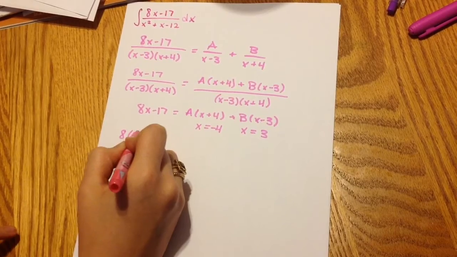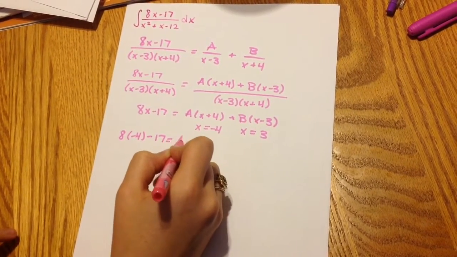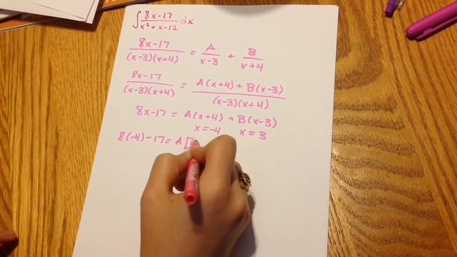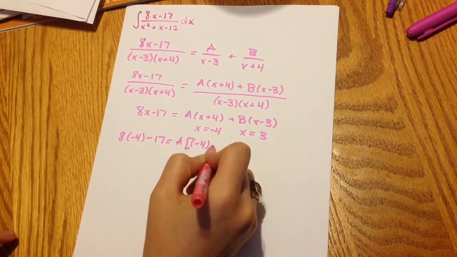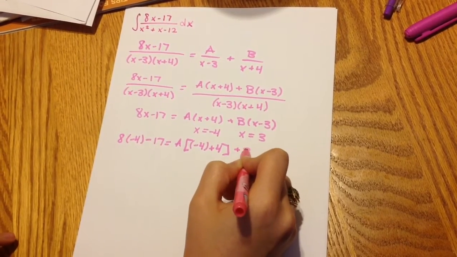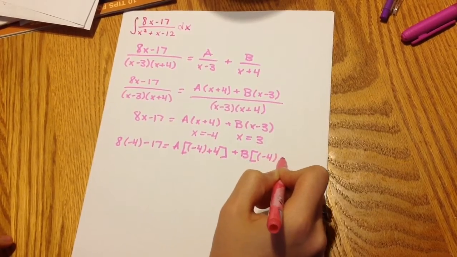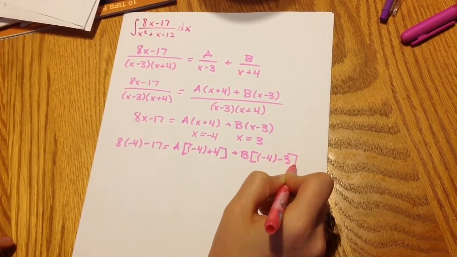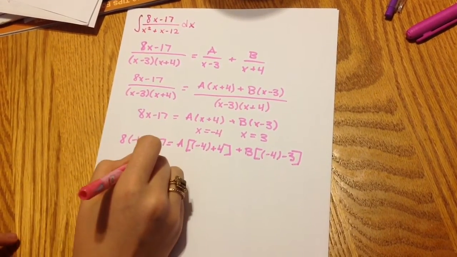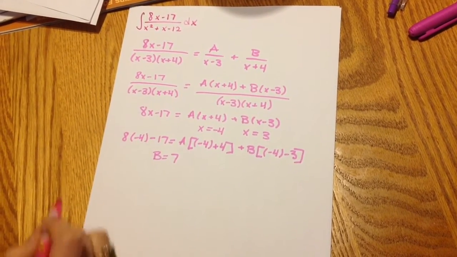Now we plug in the x's to find A and B. First we're going to find B. So we have 8 times negative 4 minus 17 equals A times negative 4 plus 4 plus B times negative 4 minus 3. After doing basic algebra, we find that B is equal to negative 7.